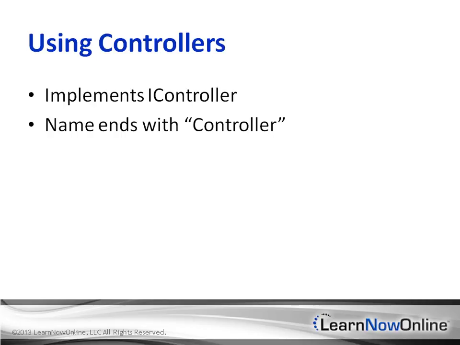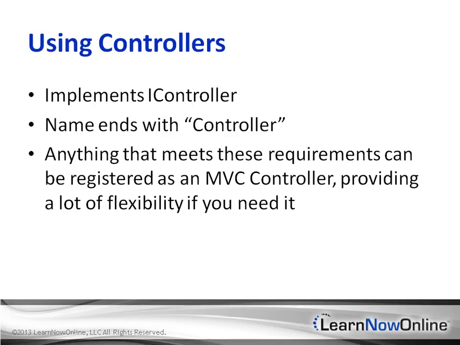But remember that MVC is predicated around convention over configuration. So by giving our controllers the last name of Controller, it keeps the framework from having to store a map or a configuration file that maps all of our controllers. It just knows it can look in the controller folder, and anything that has Controller on the end and implements IController, it can just register as a controller, and it doesn't need some other file to map all that out for me. But it's kind of neat because anything that meets these requirements can be registered as an MVC controller, which provides a lot of flexibility if you need it.